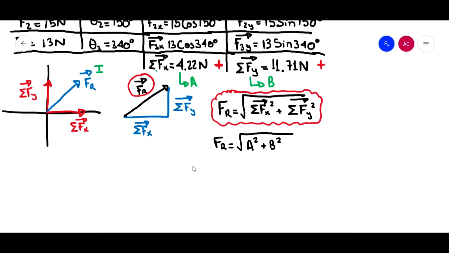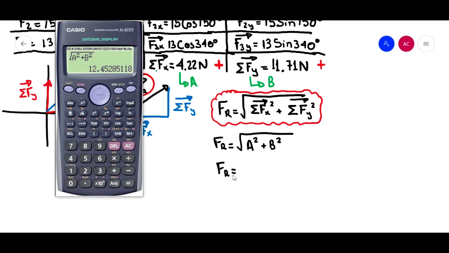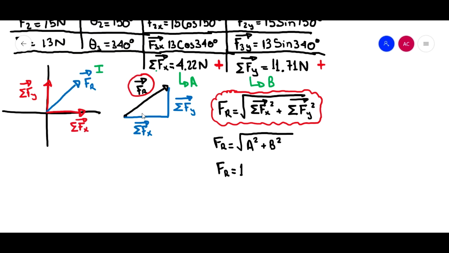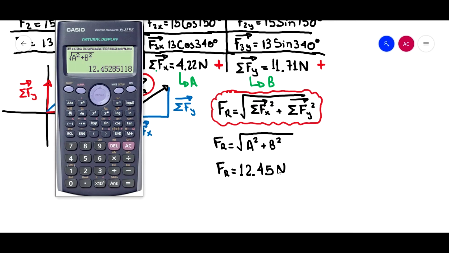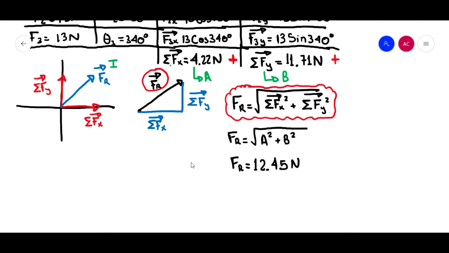Okay, so I'm going to write it. I'm not going to save it into a memory because I don't need it. I'm not going to do an operation with this value, so that's why I'm not going to save it. So it will be 12.45 newtons. Okay, I'm not going to circle it because that is only the magnitude.